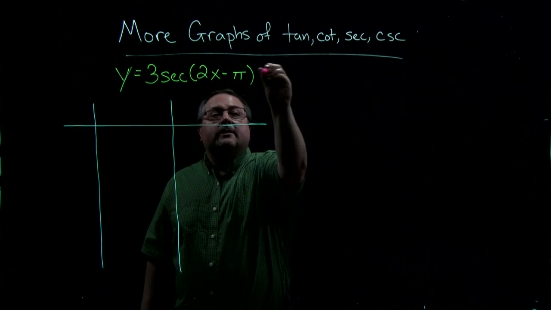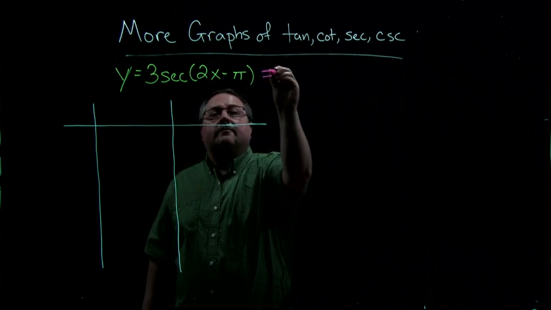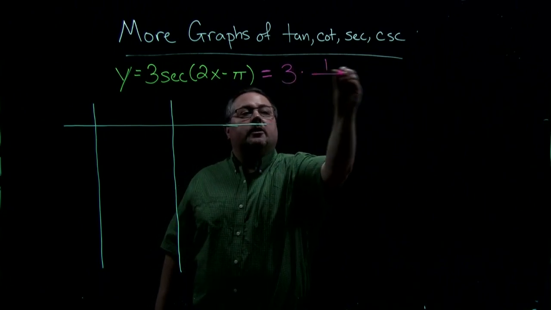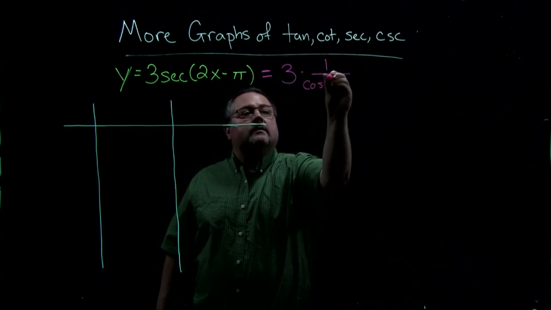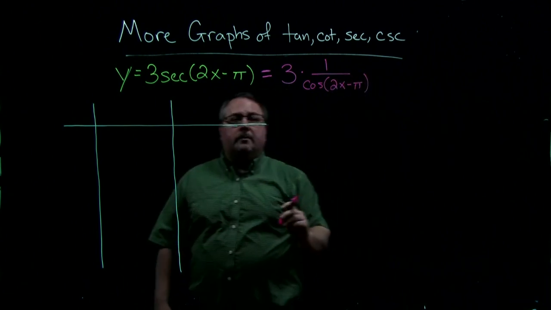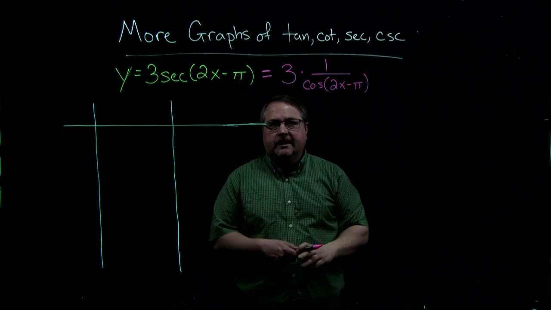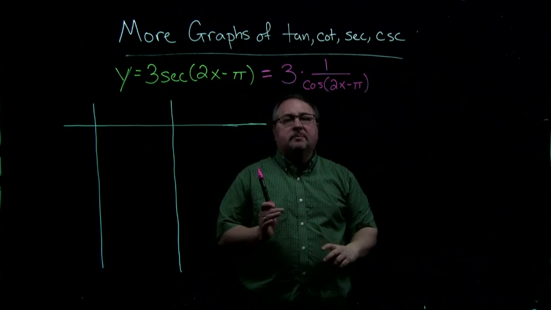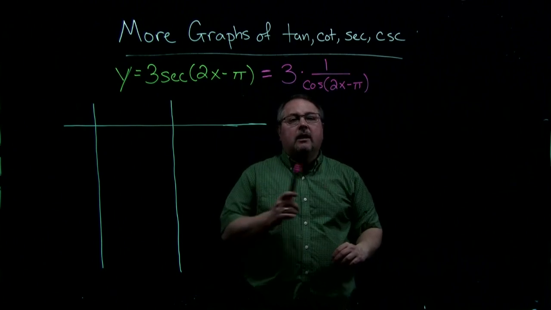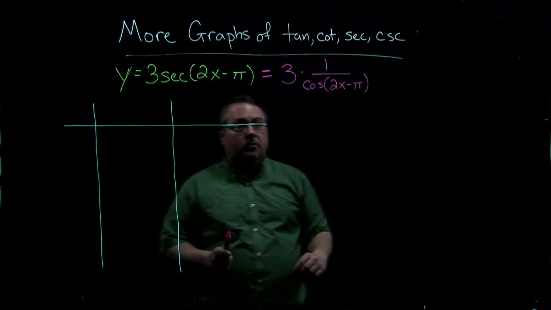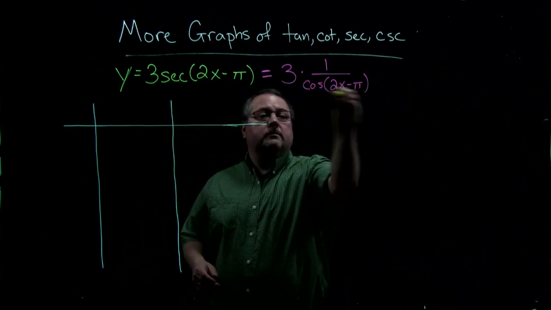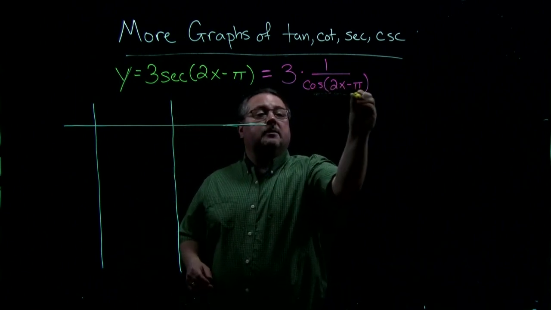So the way I like to do this is to think about the graph of secant as the reciprocal of the cosine. So we can think about 3 times the secant of 2x minus pi as being 3 times 1 over the cosine of 2x minus pi. So what do we know about the cosine of 2x minus pi? The first thing we know is that the period is going to be pi.